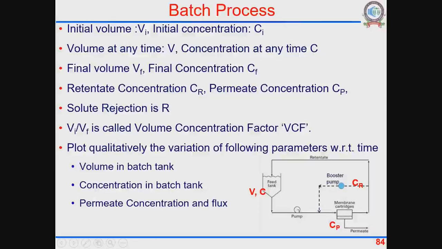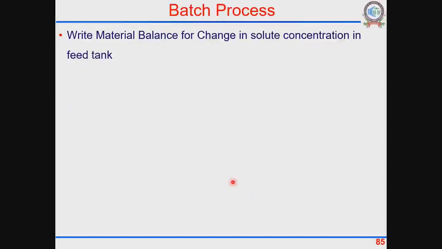I would like you to plot qualitatively the variation of the following parameters with respect to time. I would like you to plot qualitatively how the volume in the batch tank, the feed tank, changes with respect to time, how the concentration in the batch tank changes with respect to time, and how the permeate concentration and flux would change with respect to time. So do this exercise before going forward in the video. Then only continue with the video.